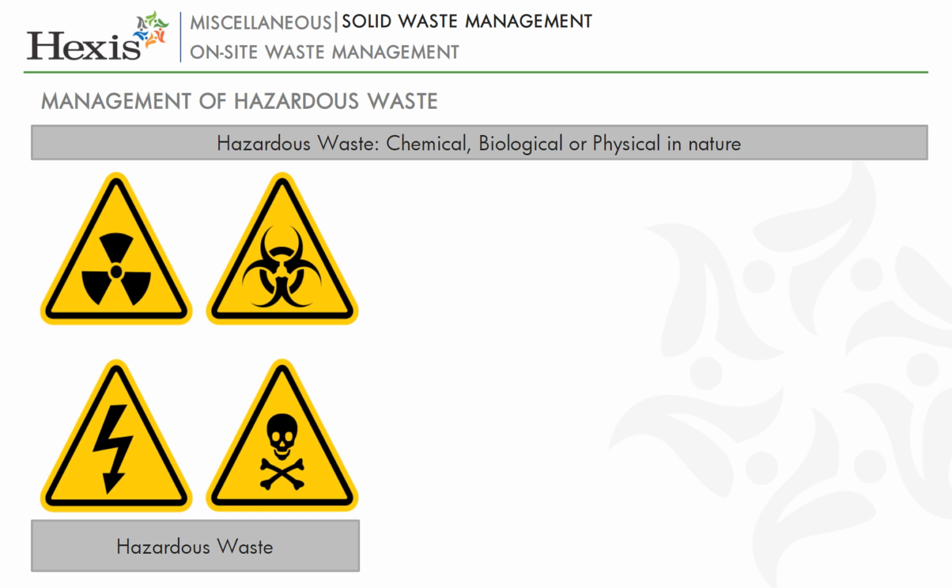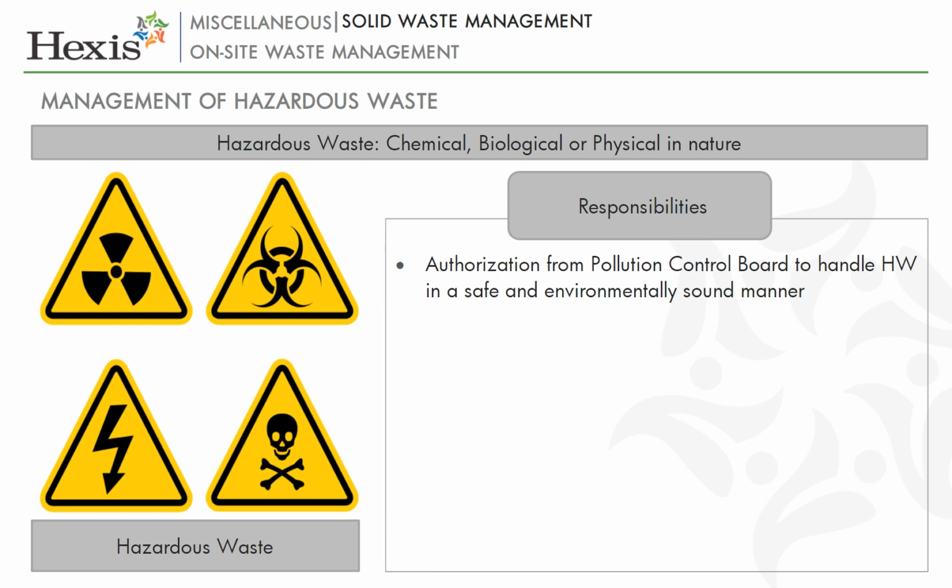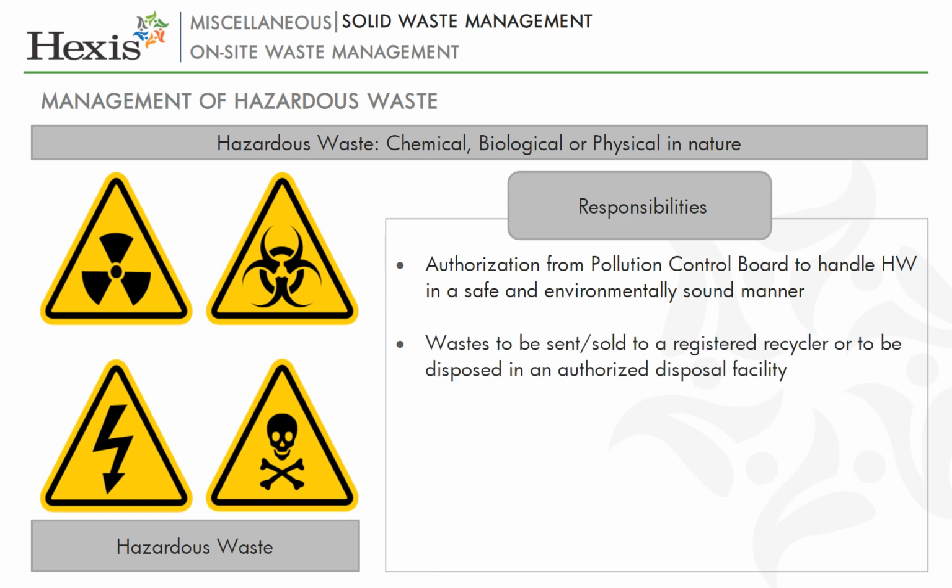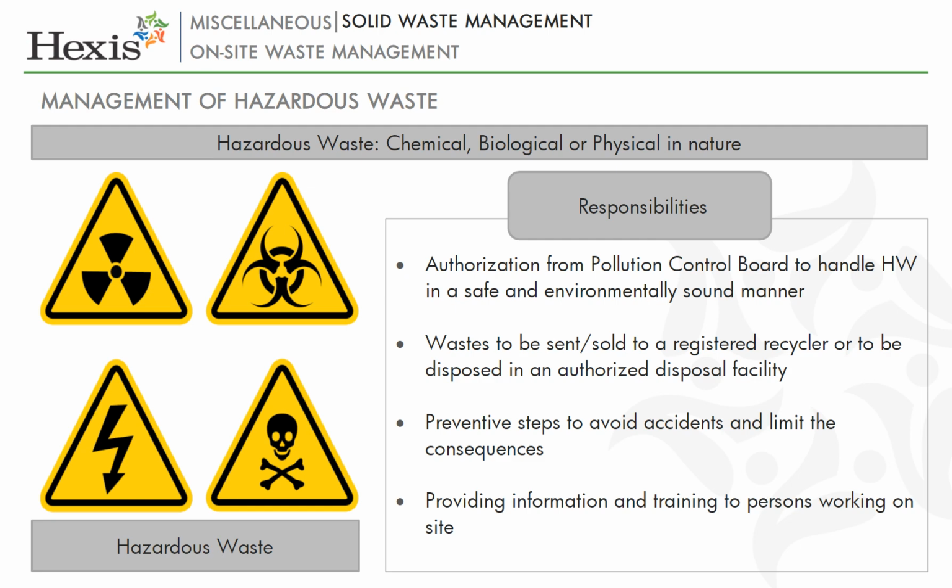The facility manager is responsible for the following while handling hazardous waste at the site. Should obtain necessary authorization from the respective pollution control board to handle HW in a safe and environmentally sound manner. Waste generated should be sent or sold to a registered and or authorized recycler or reprocessor or reuser, or to be disposed in an authorized disposal facility. Adequate steps should be taken to contain contaminants and prevent accidents and limit the consequences on humans and the environment. Provide persons working on the site with information, training and equipment necessary to ensure their safety.